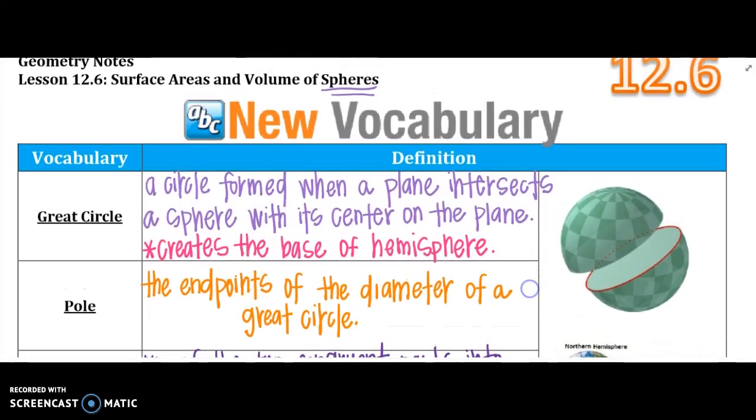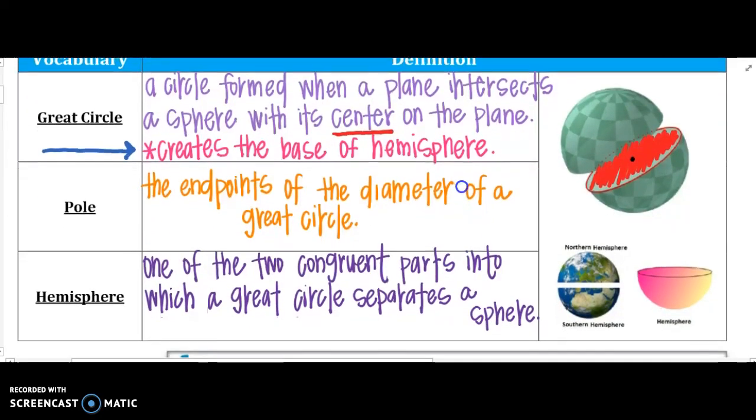The great circle is a circle formed when a plane intersects a sphere with the center on the plane. You can have multiple great circles, but you have to make sure that you're cutting the sphere in half. So that great circle would be considered here. We know it's the great circle because the center of the sphere is included in that great circle. It is also the base of our hemisphere, which we'll get to, but you may have heard that vocab before.